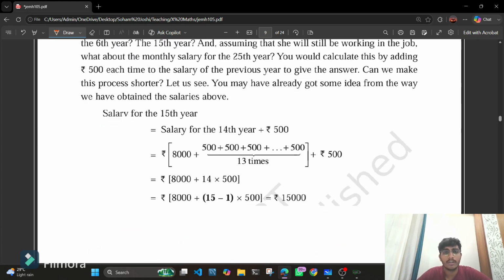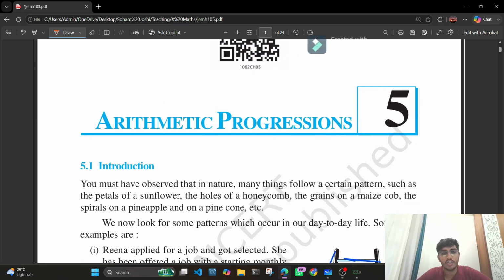Okay, I think we are done with this chapter. Go through the textbook once, read and solve all the solved examples. Solve all the questions from the textbook. That is more than sufficient.